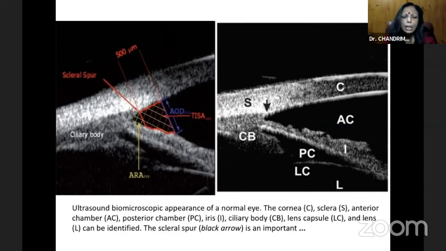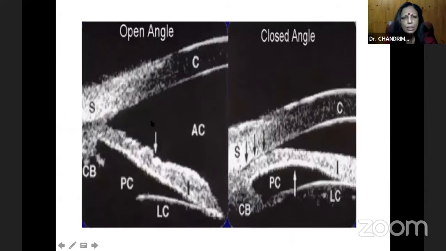So that's an ultrasound biomicroscopy appearance of the normal eye. If you look at that, the cornea and then the sclera and everything is labeled there: anterior chamber, posterior chamber, iris, ciliary body, and the lens capsule you can also see out there, and the lens can be identified. The scleral spur is the most important point in the UBM, which you must be very familiar with if you are to diagnose anything with the UBM. And Dr. Medha has spoken on this, it is more or less the same, so I won't go into details of that.